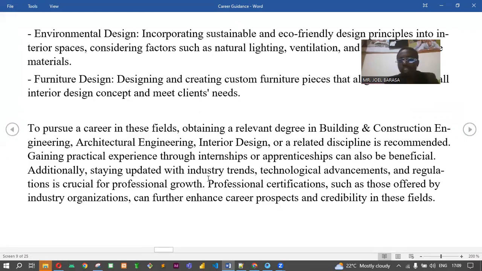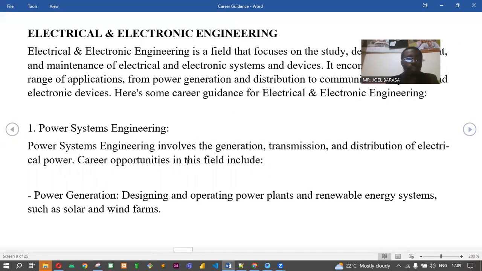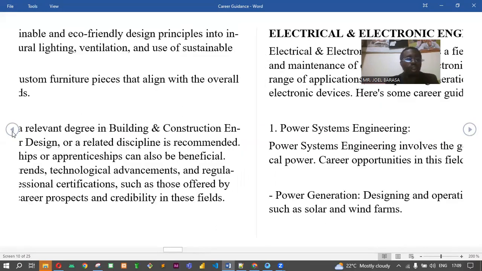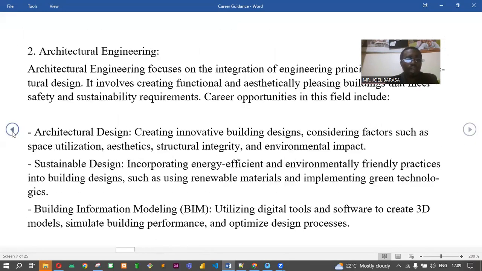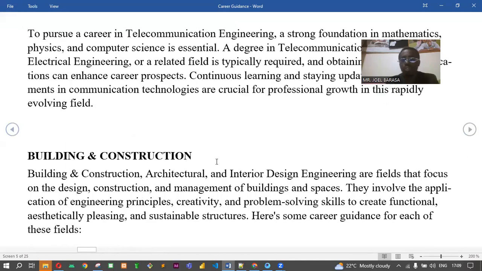So after the completion, you will need to register with professional certification bodies like NCA, like NEMA. You must have it. You must register with the Engineering Society of Kenya and so on, so that you can be able to help people design buildings and so on. So that is under building and construction.